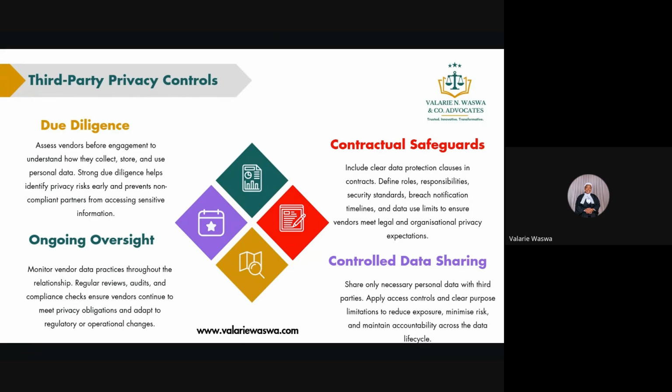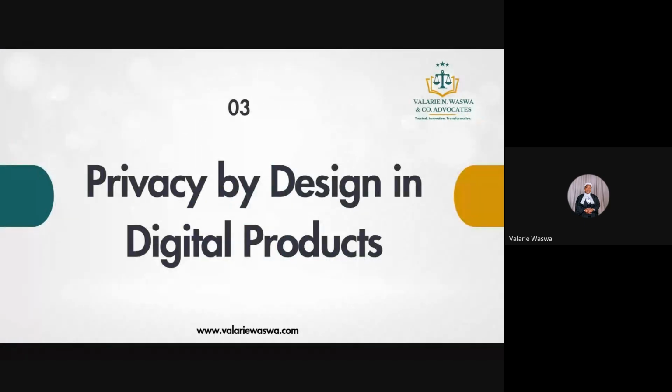Control data sharing. You only need to share data that is necessary with third parties. You don't need to share all your personal data, or all the personal data that you handle as an organization, with them. Only the data where the two intersect, okay? And then you want to apply access controls and clear purpose limitations to reduce exposure and also to minimize risk.